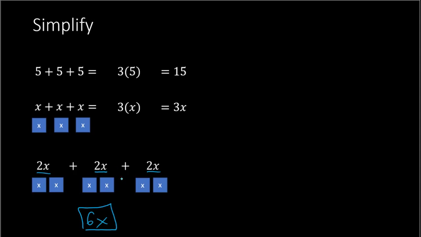Another way of thinking of this is we have 3 of these 2x's. So we can think of this as 3 times 2x. Just like up here, we had 3 5s, so it's 3 times 5. We had 3 x's, so we had 3 times x. Here we have 3 2x's, so we have 3 times 2x. And if we multiply 3 times 2, that would also give us 6x. Different ways of thinking of the same thing, but notice we have the same answer at the end. Our answer would be 6x.